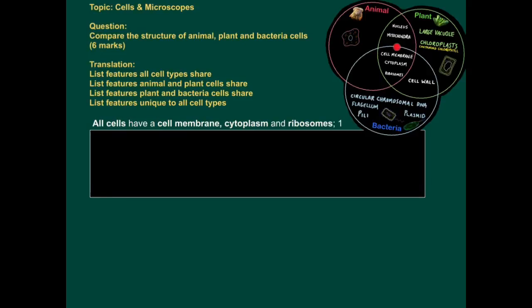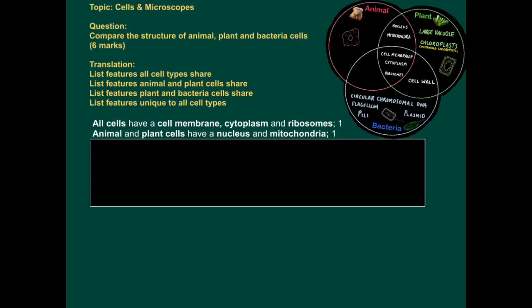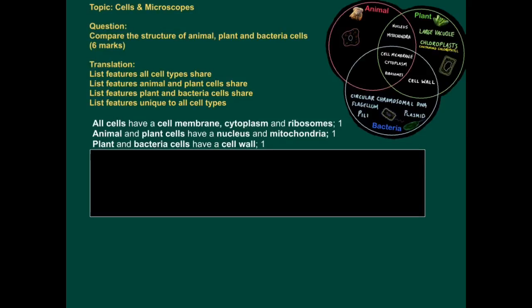So I'm going to start off in the middle of my Venn diagram. All cells have a cell membrane, cytoplasm and ribosomes, and that's 1 mark. Now I'm looking at what animal and plant cells share. Animal and plant cells have a nucleus and mitochondria, 1 mark. Now I'm looking at what plant and bacteria cells have. Plant and bacteria cells have a cell wall, 1 mark.